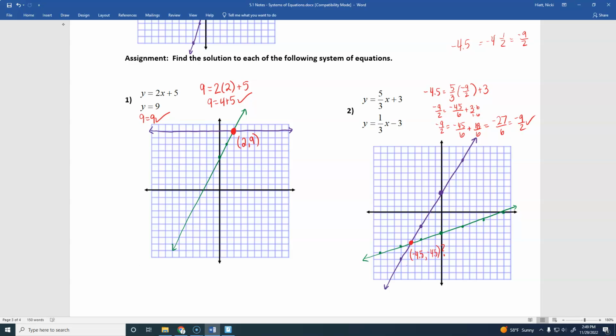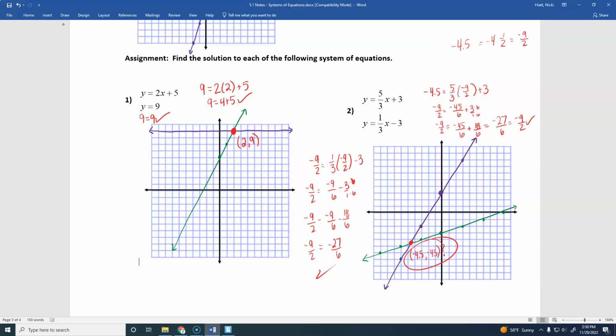This is not very easy, right? I'm going to show you a better way eventually. If we do this here, -9/2 would equal 1/3 times -9/2 minus 3. So -9/2 would equal -9/6 minus 3. Get common denominators by multiplying by 6 on top and bottom. So -9/2 would equal -9/6 minus 18/6. That's going to give you -27/6, which does also reduce down to -9/2. So that is correct. So it is for -4.5, -4.5.